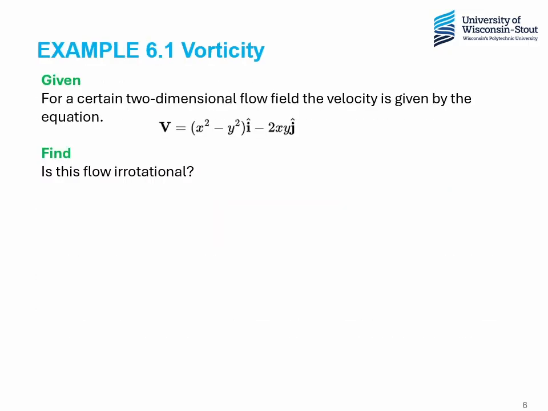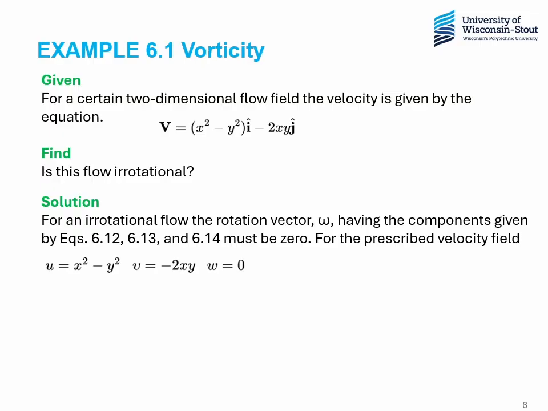Here we apply the vorticity concept to a two-dimensional flow field. The question is whether the given flow is irrotational. To answer that, we evaluate the rotation vector using the velocity components and the expression for angular velocity. If the relevant component is zero, then the flow is irrotational.